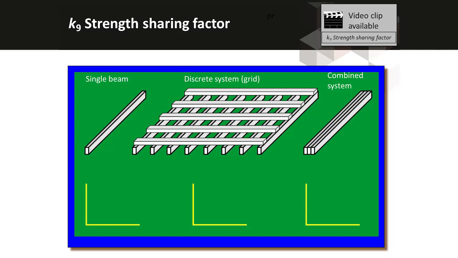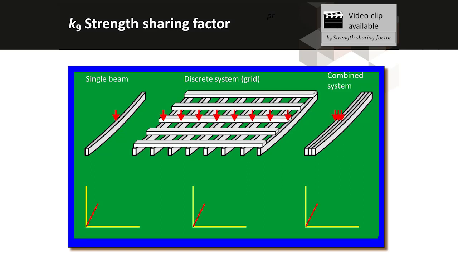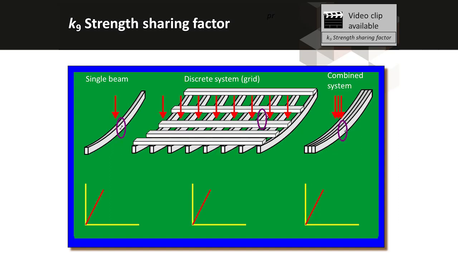This animation shows a single member, a grid in which there are a whole lot of parallel members. That's a classic discrete system. And on the right are 3 members stuck together in a combined system. As we load it up, you can see that they all start to deflect. As they deflect further, we get to the stage where one of the members in all 3 of those systems is going to start to fail.